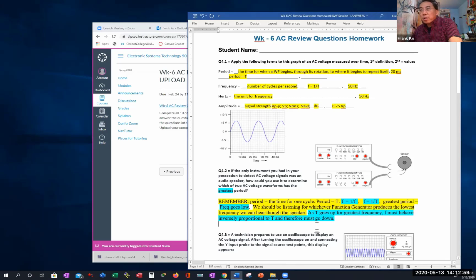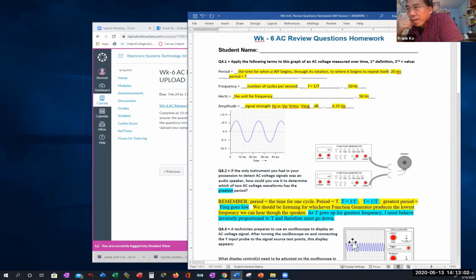Any questions on how best to answer that particular question? You're using the speaker in your ears fundamentally, and what you understand about the relationship between period and frequency. Okay, cool.